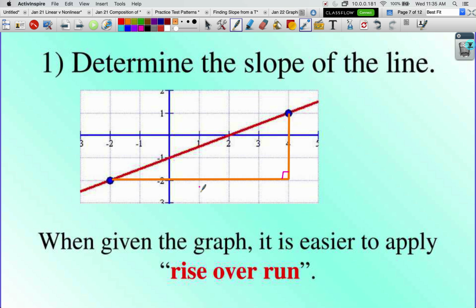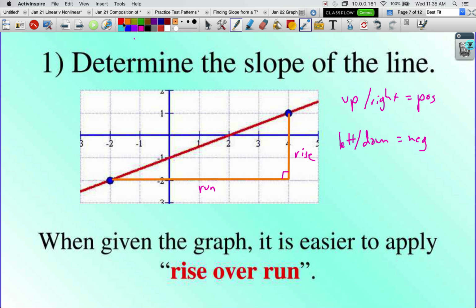This line down here is the run. This line over here is the rise. If you're ever going up or right, the length will be positive. If you're ever traveling left or down, the length will be negative.